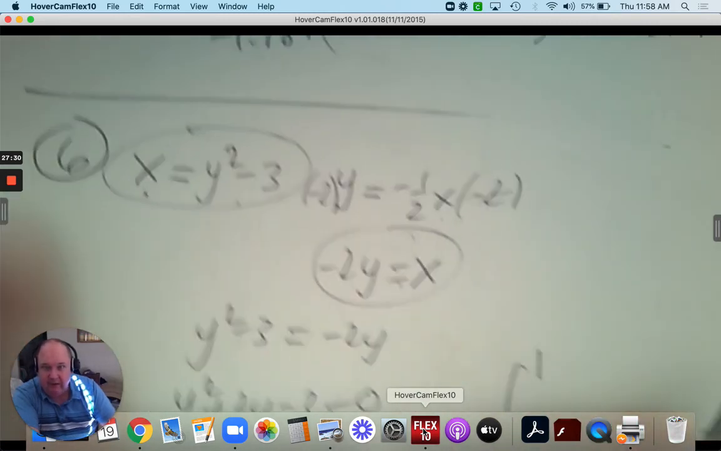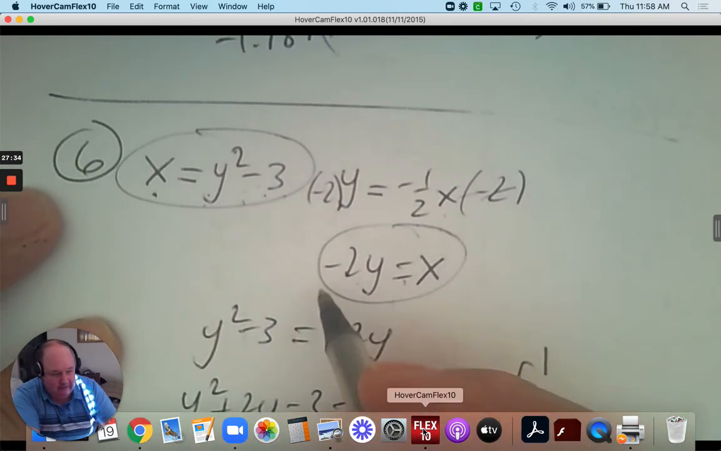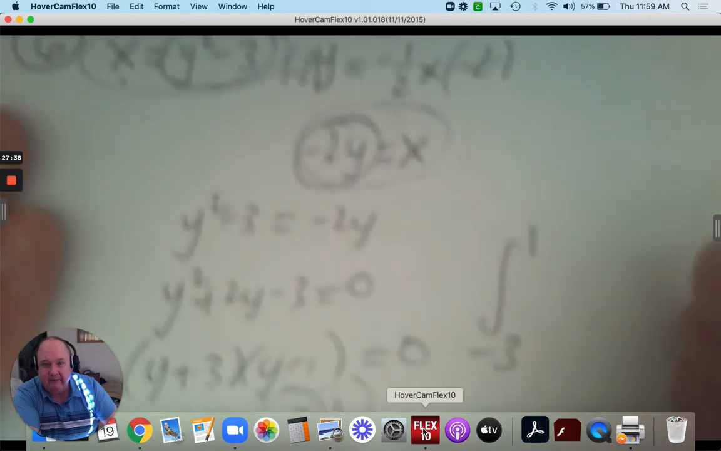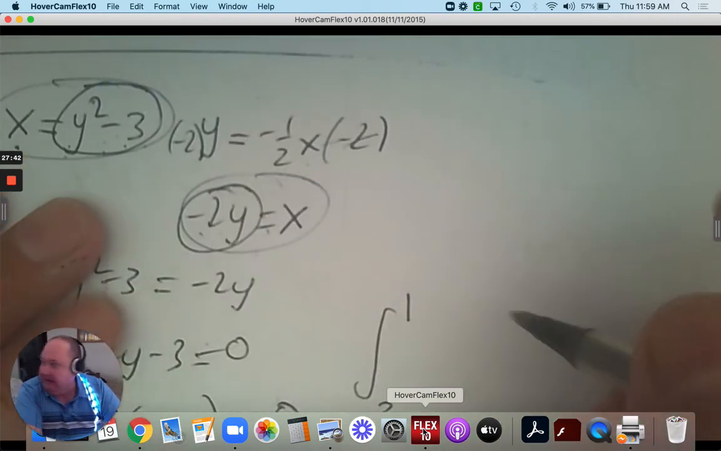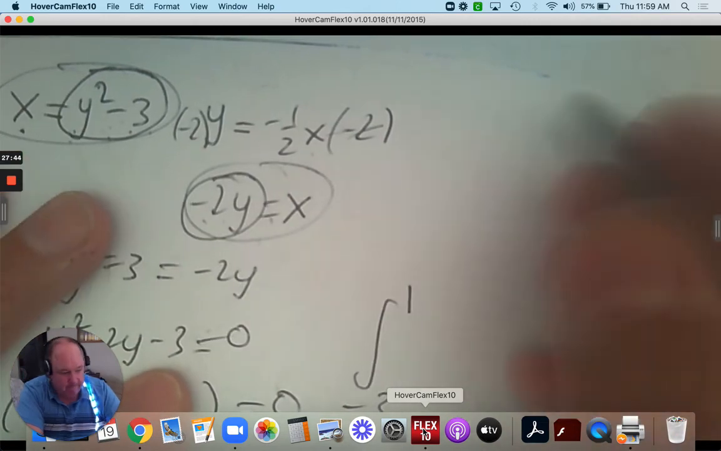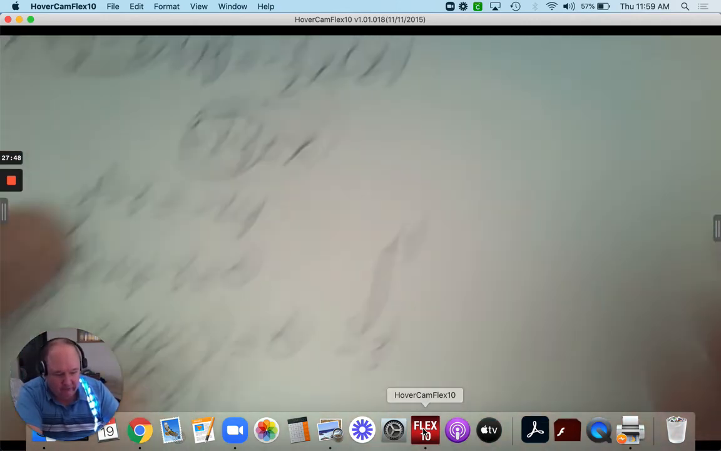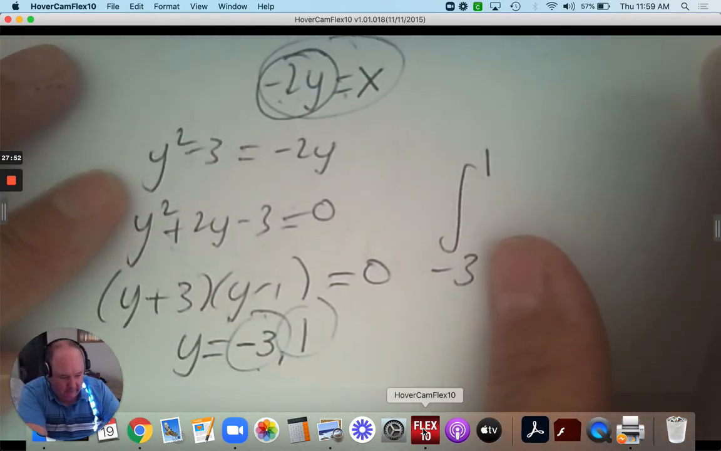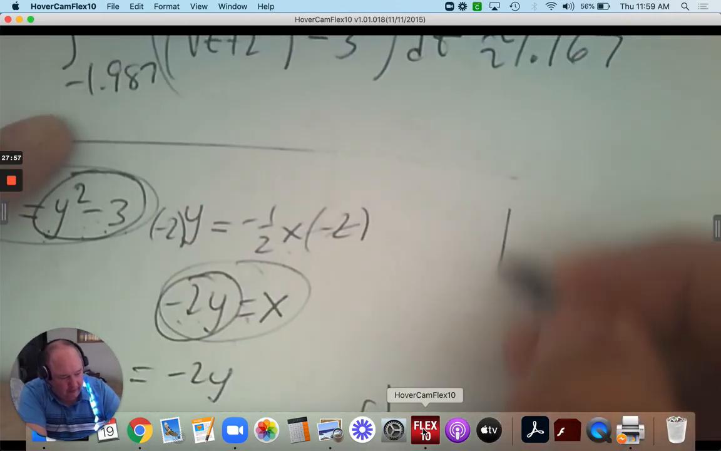So we're now going to use y squared subtract 3 and negative 2y. Those are the ones. It's going to be in terms of y instead of x. So I want to graph these. How would I graph them? Well, I already have 2 points of intersection. If y is negative 3 and 1, this is what the graph would look like.